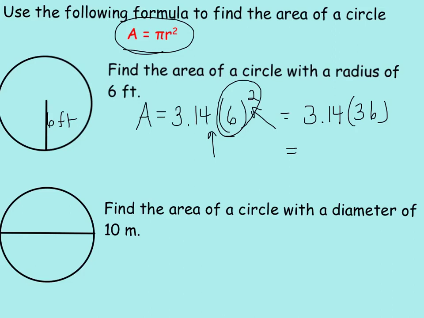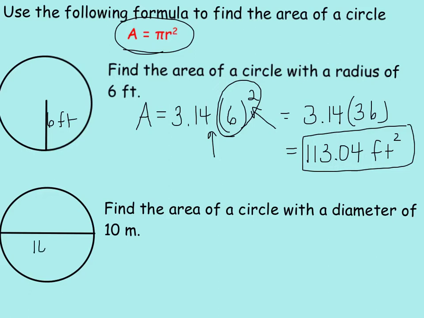And so that makes our area 113.04. Our units are going to be feet to the second power because area is always to the second power. Let's go ahead and try the second one. In the second example, we have a diameter of 10 meters.